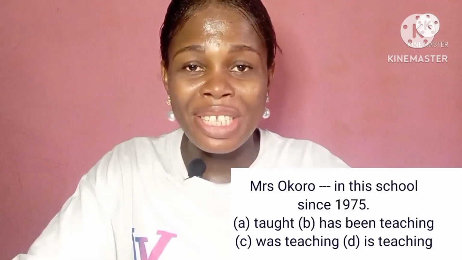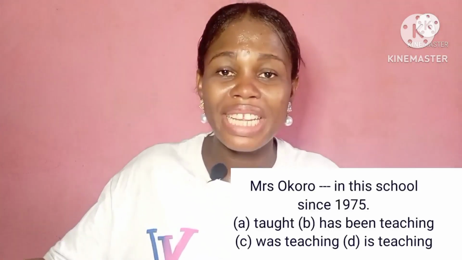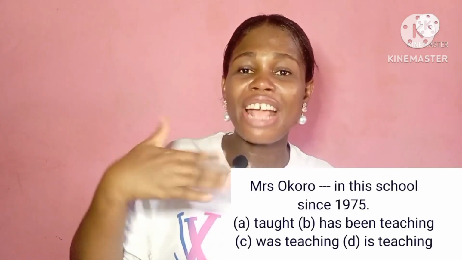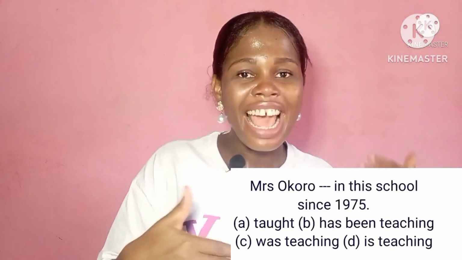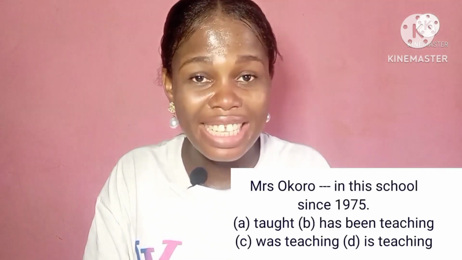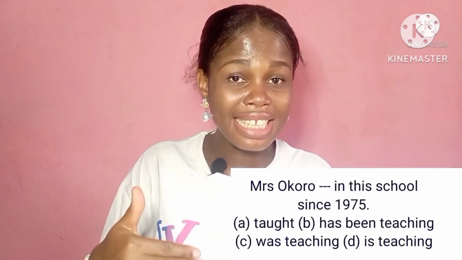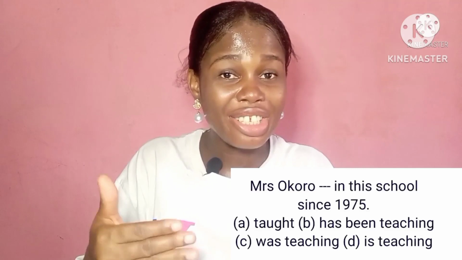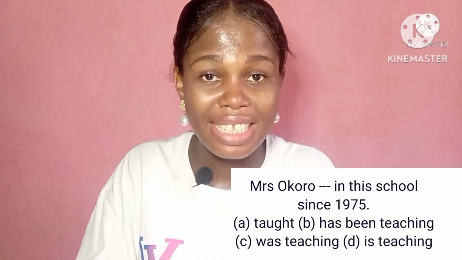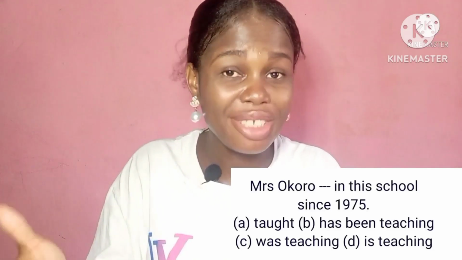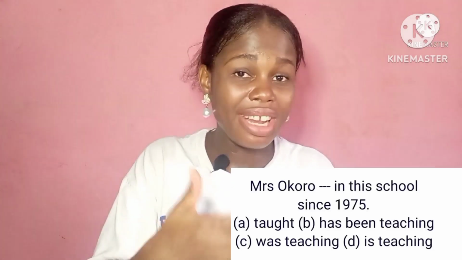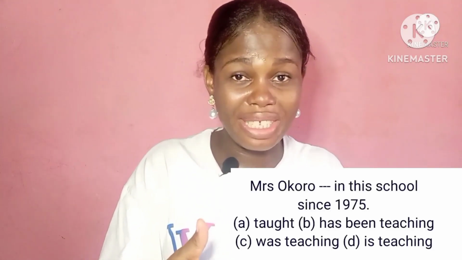First of all, what does this sentence talk about? It talks about something that started in the past and continues to the present. And you know how to construct a sentence that started in the past and continues to the present. You can construct it as a present perfect tense or a present perfect continuous tense.